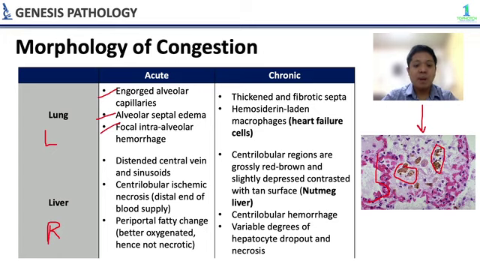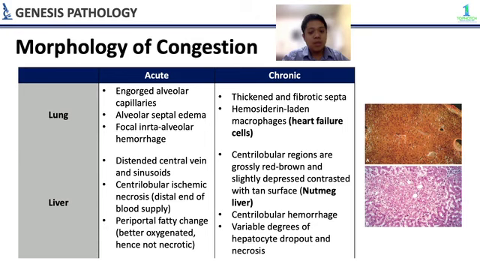And then you have naman, sa liver naman, so for example, in cases of acute liver congestion such as in pulmonary embolism, merong distended central vein and sinusoids, centrilobular ischemic necrosis, and periportal fatty change. Contrast this naman with chronic liver failure. So for example, meron ng Eisenmengerization, nagkakaroon na rin ng right-sided heart failure in chronic heart failure patients.